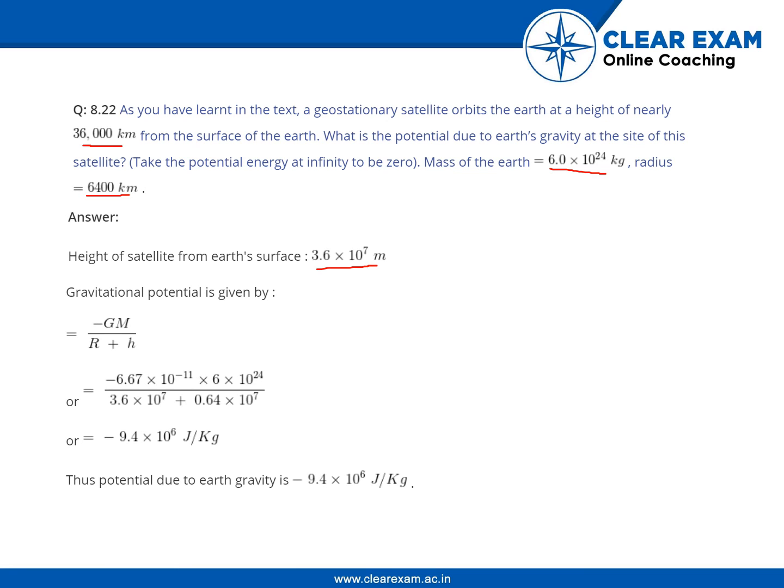So while calculating, you'll get minus 9.4 into 10 power 6 joules per kilogram. Thus, the potential due to the Earth's gravity is minus 9.4 into 10 power 6 joules per kilogram.